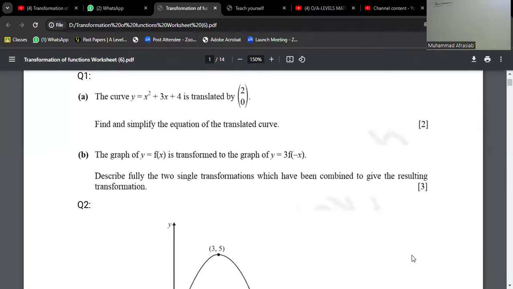So we are starting question number 1. The curve y is equal to x square plus 3x plus 4 is translated by the matrix (2, 0). For that, find and simplify the equation of the translated curve. Part B. The curve y is equal to f of x is transformed to the graph y is equal to 3f of minus x. Describe fully the two single transformations which have been combined to give the resulting transformation.